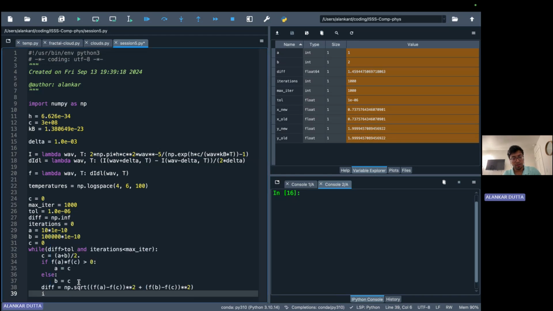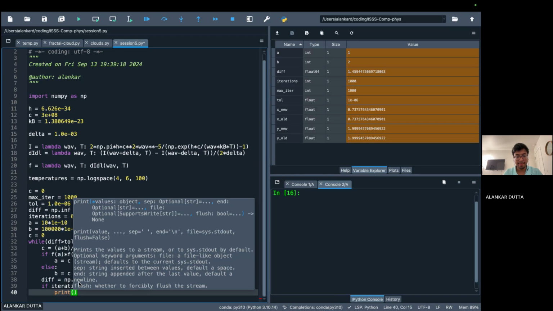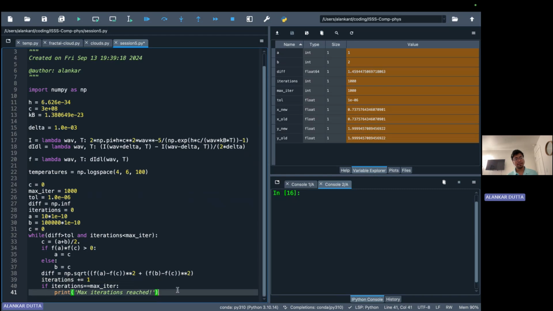And now if iterations is equal to max iter, you write print max iterations reached. So we have not converged in this specific case. And after this, we include iterations plus equals 1 because we have to increase it by 1, right?